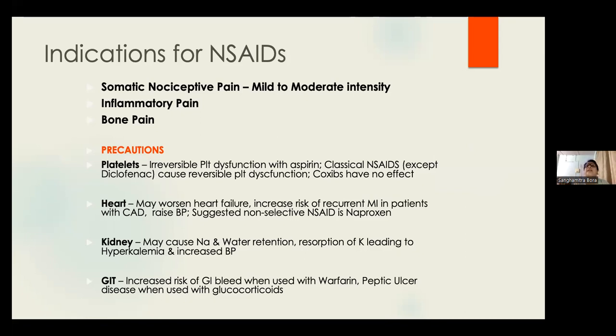So NSAIDs are large in numbers. They are very good. They are the first line of treatment for somatic nociceptive pain of mild to moderate intensity. But then we have to exercise the precautions that are needed for platelet dysfunction, heart disease, kidney disease, and GIT.